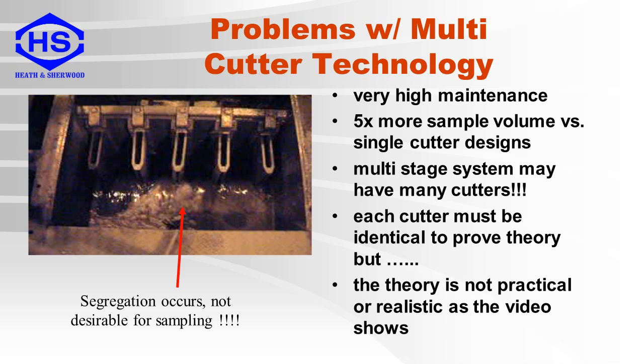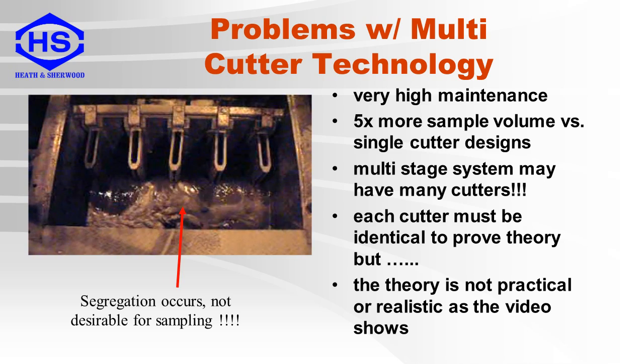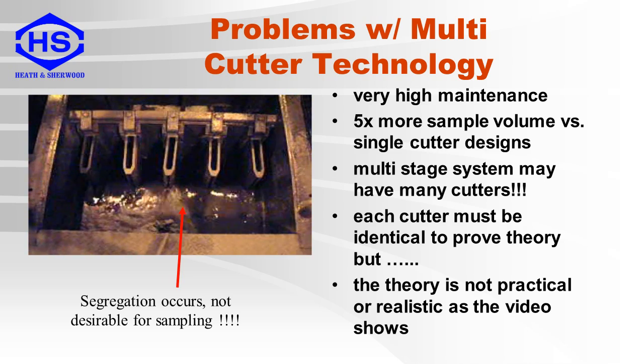Here are some problems with samplers which use multiple cutter technology. Their theory is not really discussed here. They can have high maintenance. They take more sample volume versus single cutter designs. Multi-stage systems can have many sets of cutters. Each cutter must be identical to prove their theory. However, they will wear at different rates. The theory is not practical or realistic, as this video shows. Here you can see segregation occurring before the cutters.